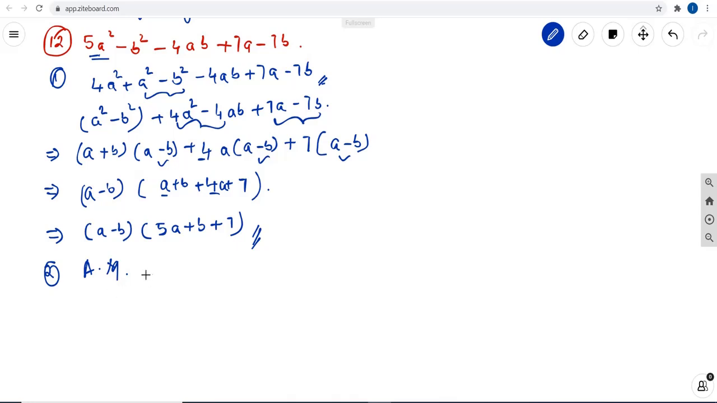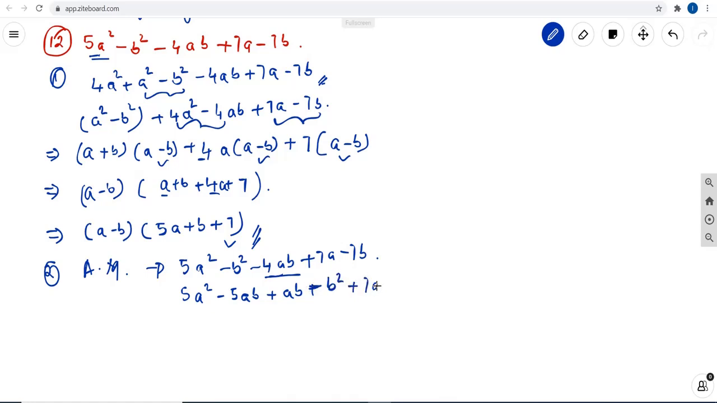Okay, so I'll write the question here first. The question I can write down as 5a square minus 5ab plus ab. So minus 5ab plus ab is nothing but minus 4ab. Okay, so this term is left here. Then minus b square, plus 7a minus 7b.